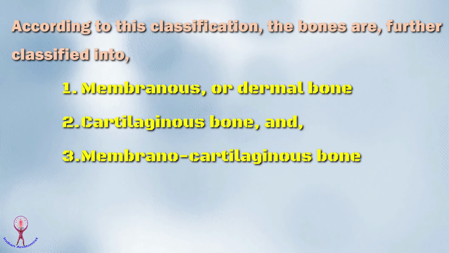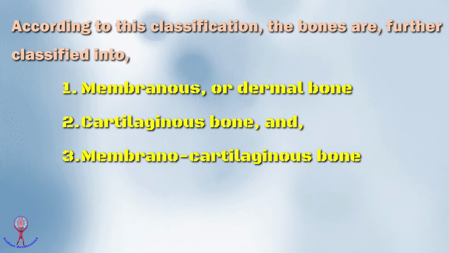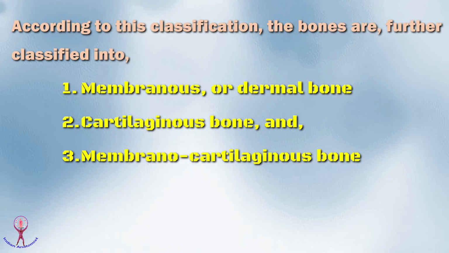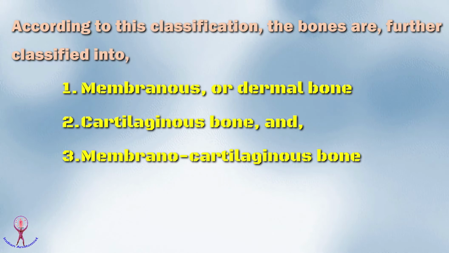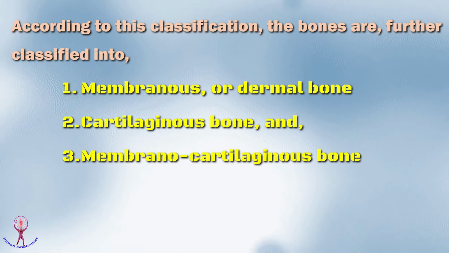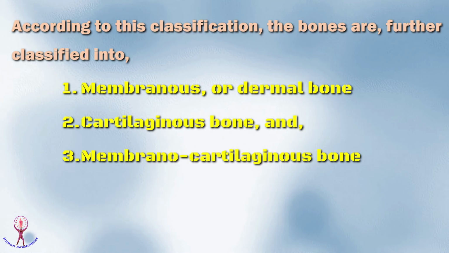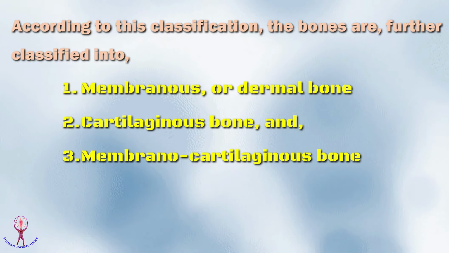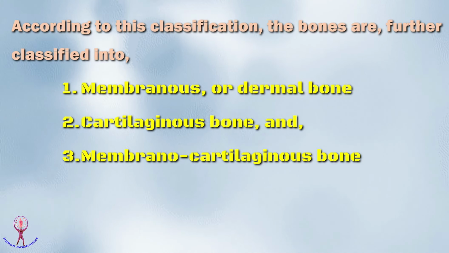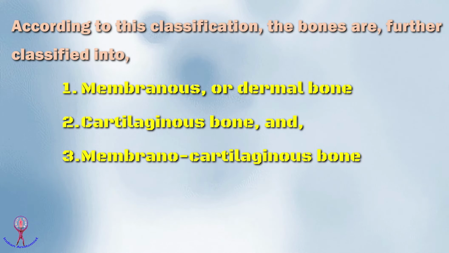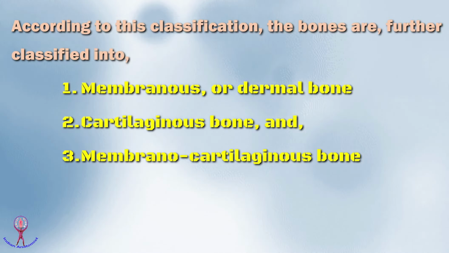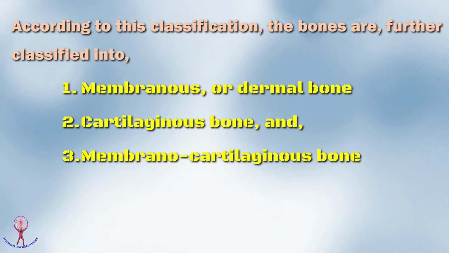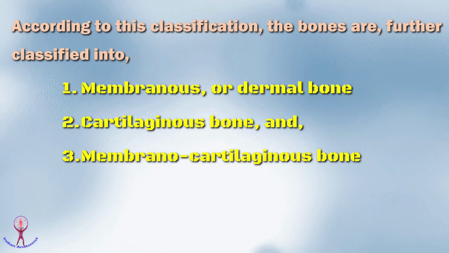Students, we have completed two bone classifications. Two are still waiting. In the next discussion, the third category of bone classification will be studied, focusing on their developmental or embryological characteristics. According to this classification, the bones are further classified into 1. Membranous, or dermal bone, 2. Cartilaginous bone, and 3. Membranocartilaginous bone.